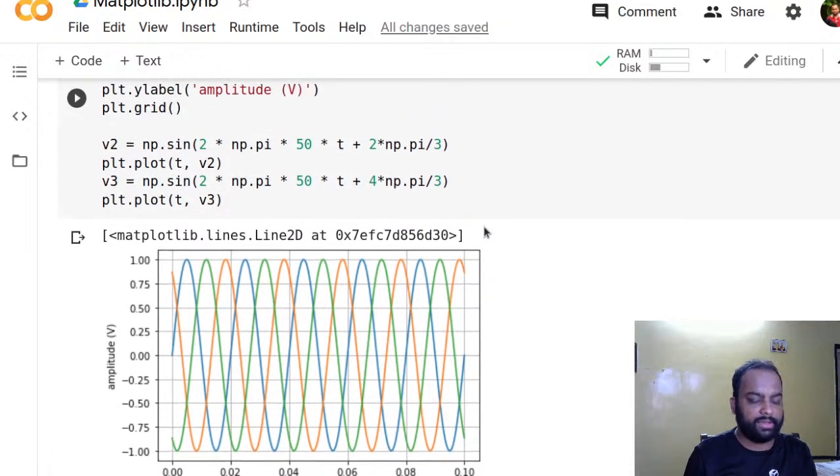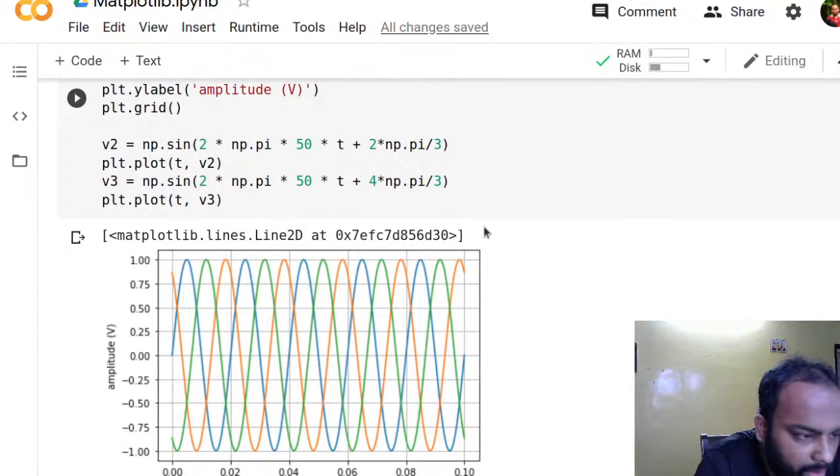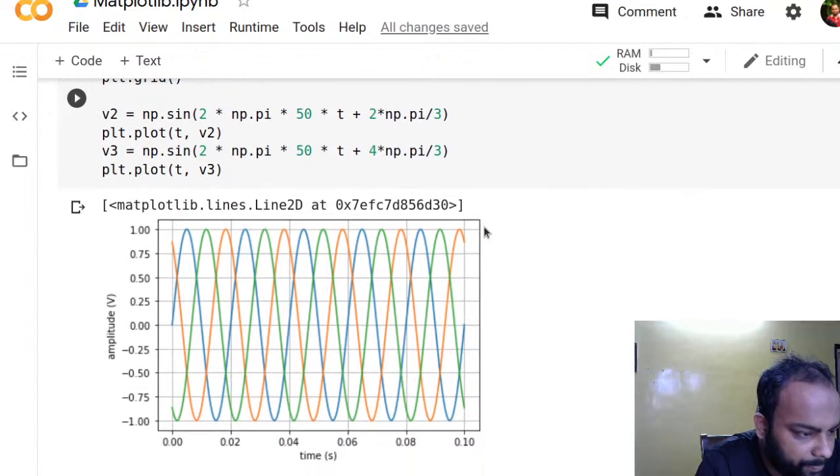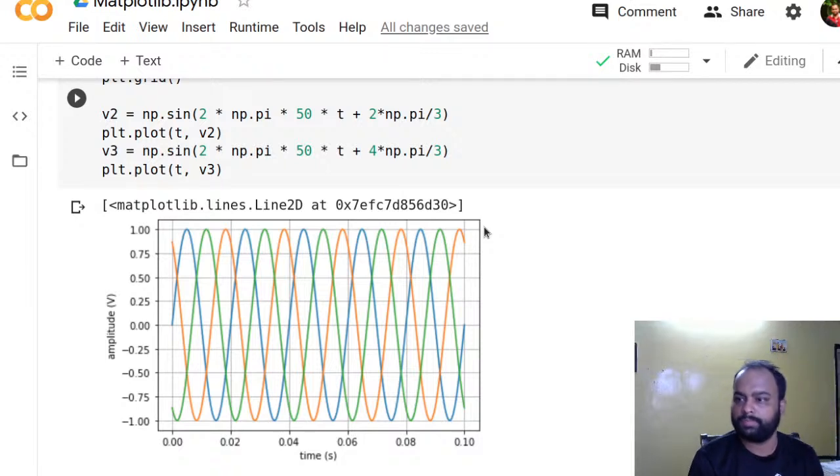Those are the three phases. Nice. So we have generated three plots all together, in the same figure, right?